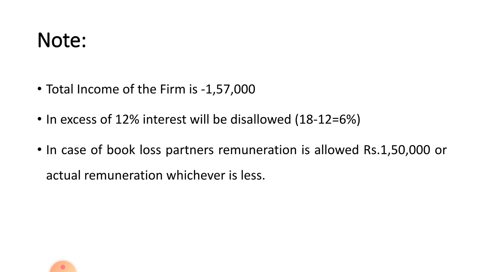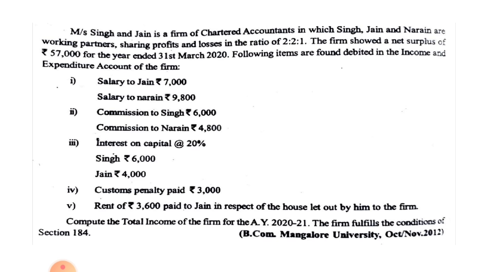Now let us solve one more problem in which let us deal with the net profit. See this problem. Mrs. Singh and Jain is a firm of chartered accountants in which Singh, Jain and Naren are working partners, sharing profits and losses in the ratio of 2:1.